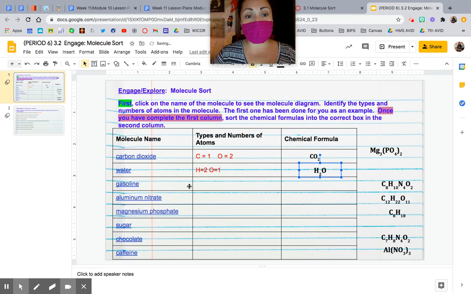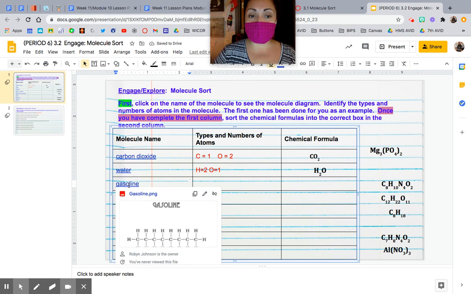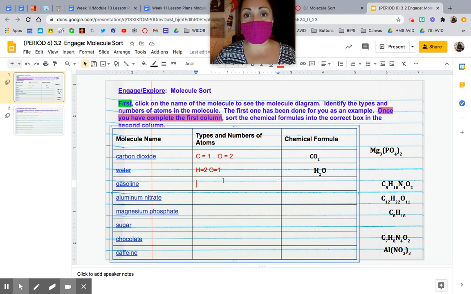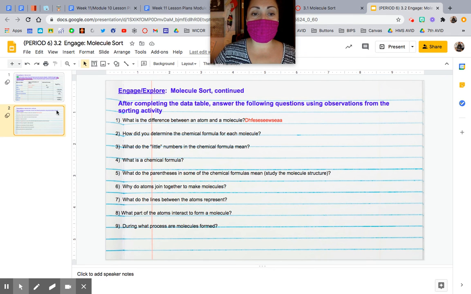So y'all, we did 2 for you. You can do 1, 2, 3, 4, 5, 6. And same thing, you just click on them, count the number of molecules, make sure you practice by putting the element symbol in a capital letter, and then counting the number of atoms, and then dragging and dropping the chemical formula. Then on page 2, you are going to answer these 8 questions.